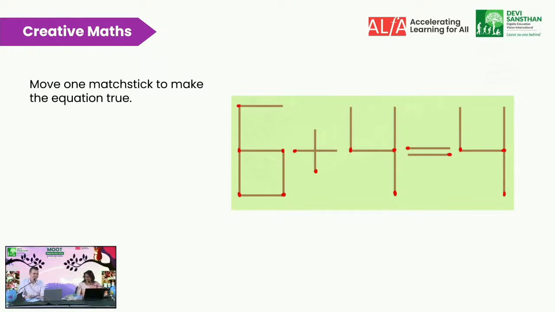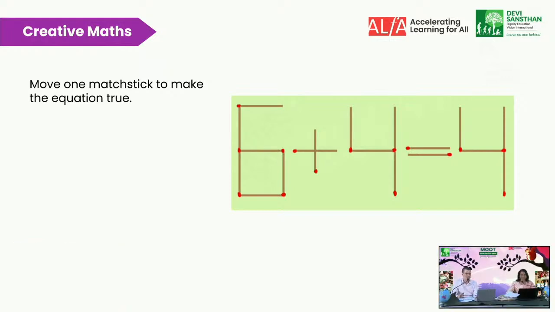I know you, this is a really fun one. This is our final numeracy activity maybe. And I think it's one that you guys haven't seen before. So 6 plus 4 equals 4. Just move one matchstick to make this equation true. I'm very interested to hear your thoughts in the chat box. You can post. It's quite a creative piece of maths, this one.